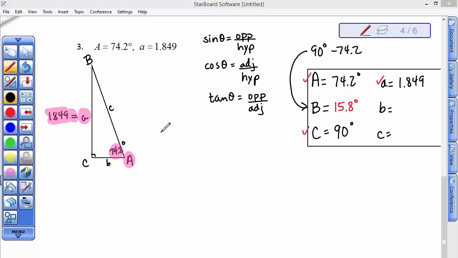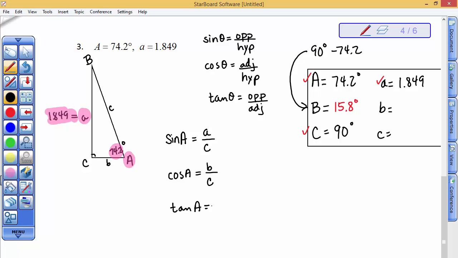If you struggle, should I use sine? Should I use cosine? Should I use tangent? Go ahead and write them all down in terms of letters. So go ahead and write down that the sine of A is equal to the side opposite over the hypotenuse. The cosine of angle A is equal to the side adjacent to it over the hypotenuse. And the tangent of angle A is equal to the side opposite over the side adjacent.